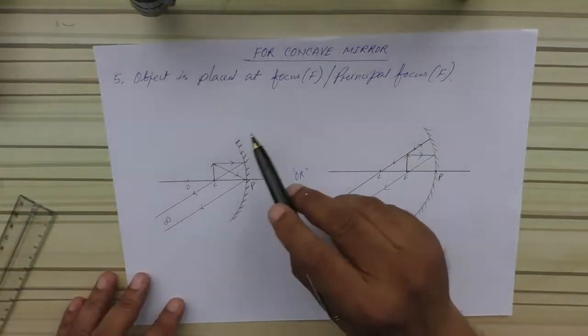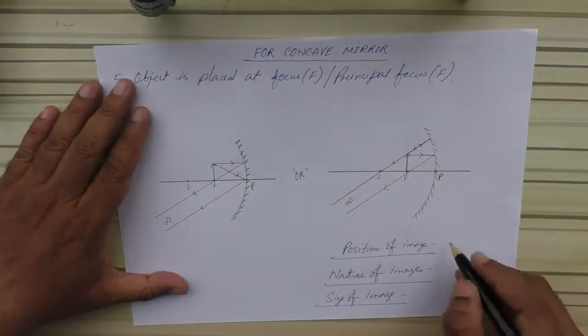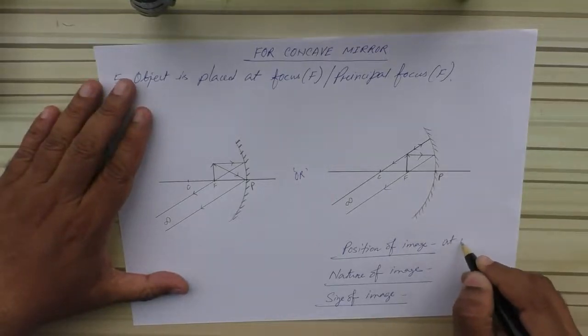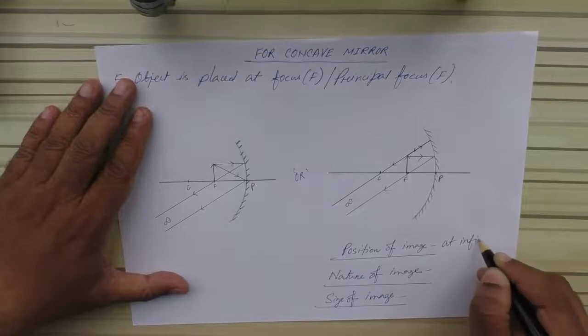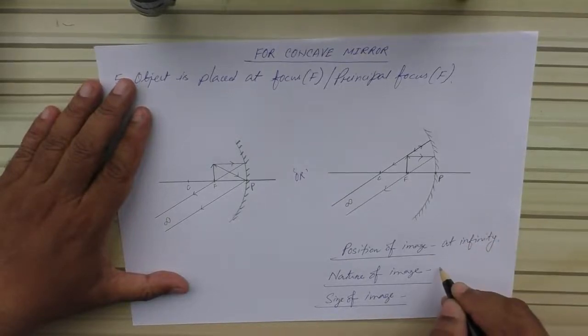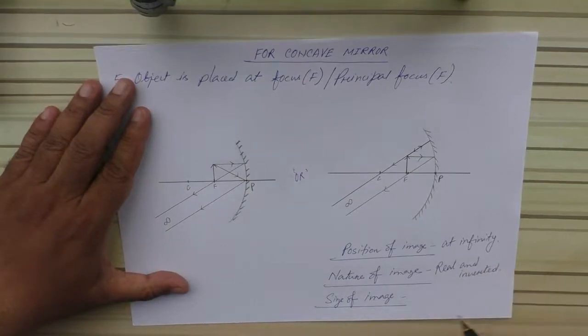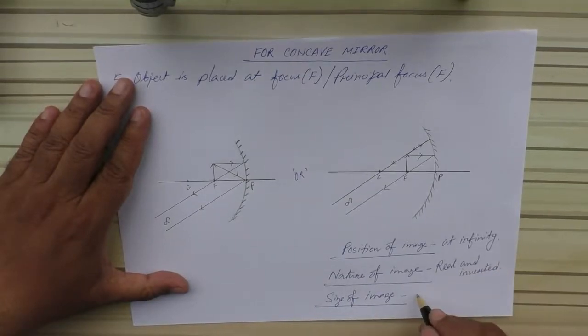So if object is placed at focus or principal focus, position of image is at infinity. Nature of image is real and inverted. And about the size of image, it is enlarged or magnified, we can say.